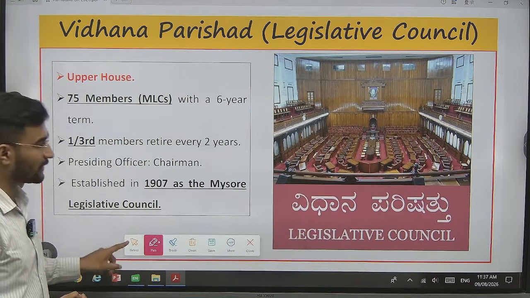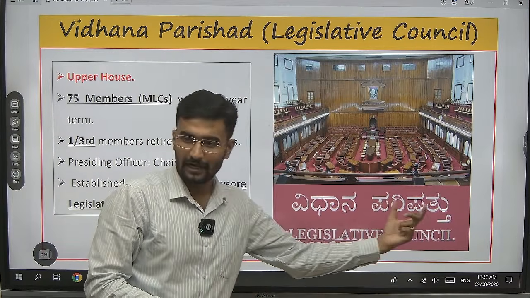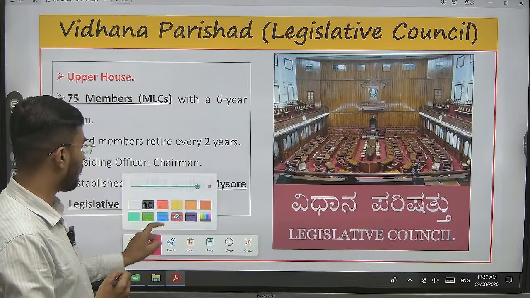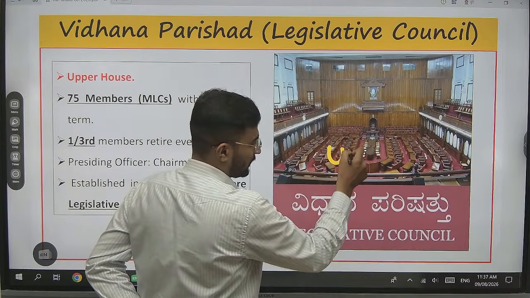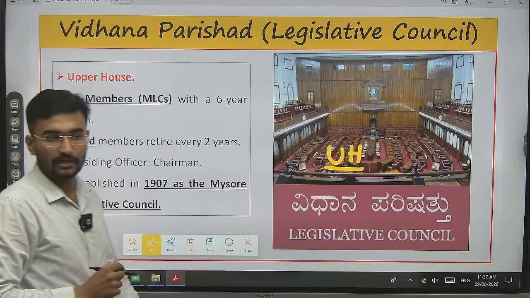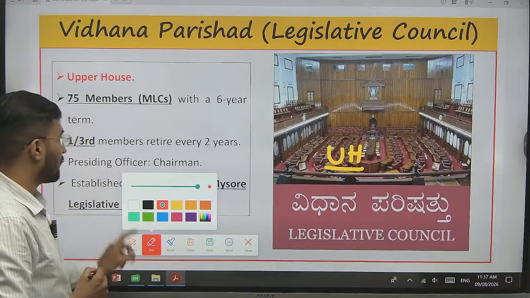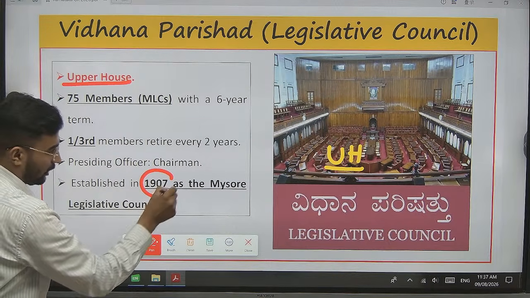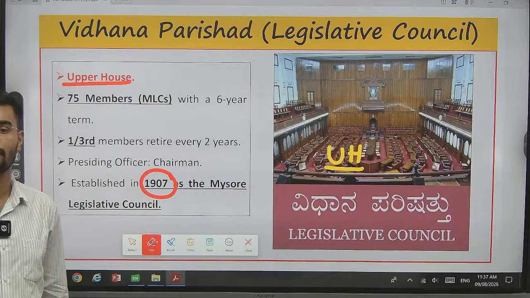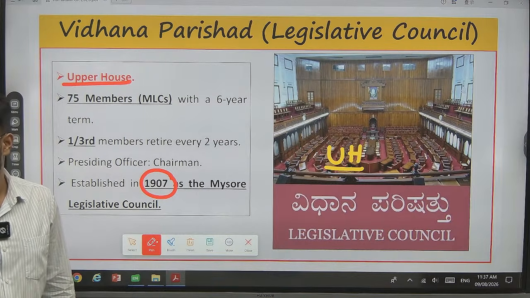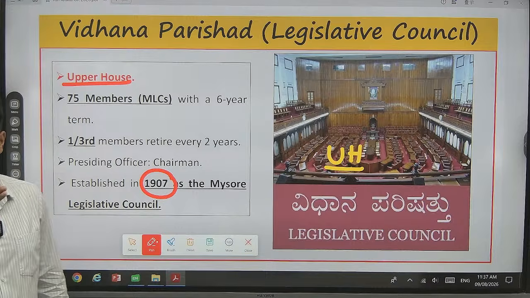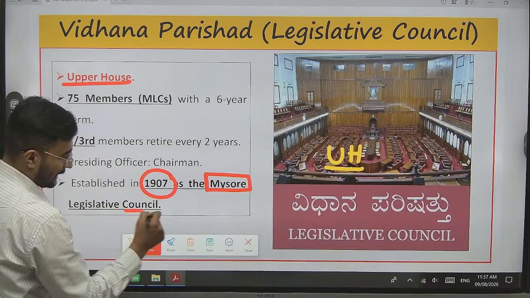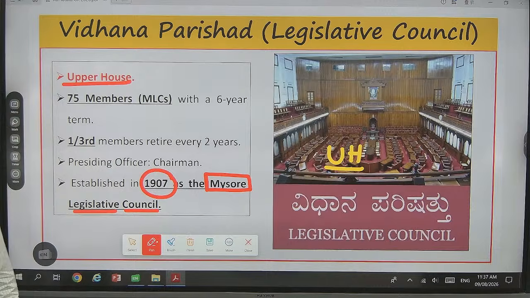Now coming to this second house, we call it as Vidhana Parishad, or it is also called as upper house. Now ಈ upper house ಗೆ ಸಂಬಂಧಪಟ್ಟಂಗೆ ನೋಡಿದಾಗ, upper house ಯಾವಾಗ ಕ್ರಿಯೇಟ್ ಆಯಿತು? Upper house was created in the year 1907. One of the oldest state upper houses. Now the state upper house was called as which one? Mysore Legislative Council.